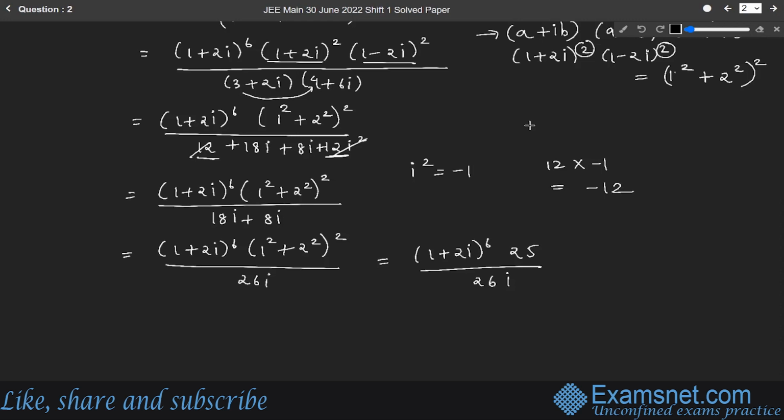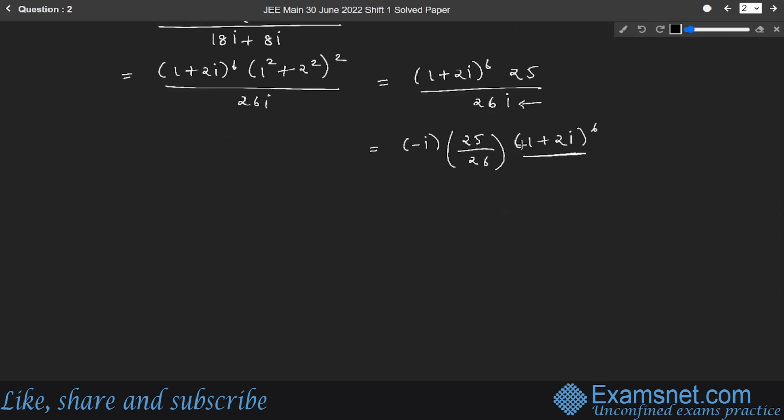Okay. Now further we have to simplify it in terms of i, because we have to get the real part of this complex number. So let us do one thing. Let us multiply with i here. So when we multiply with i, it becomes −i, 25 upon 26 and (1 + 2i)^6. All right. This i will be cancelled because we have multiplied by i. Now, let us solve this part, which is (1 + 2i)^6. So how can we find the value of it?